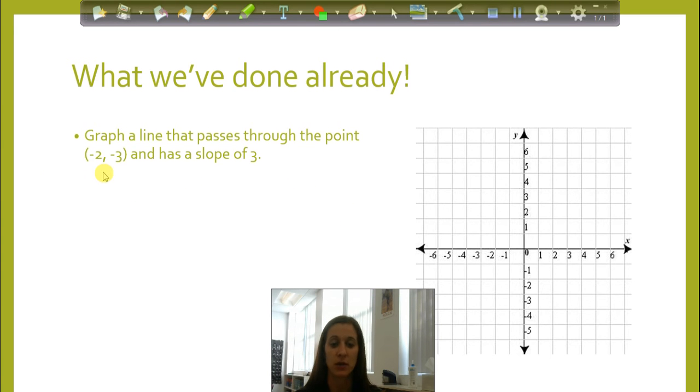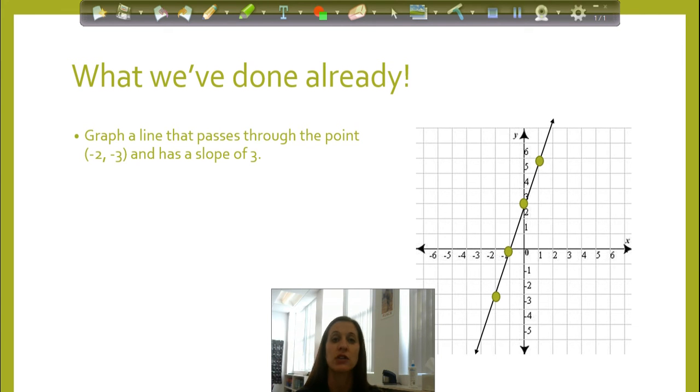So I'm going to start with a point of -2, -3. So I plot the point -2, -3, and it has a slope of 3. So that means my slope is 3/1. So I'm going to go up 3/1 and continue that up 3/1. So there is my line.